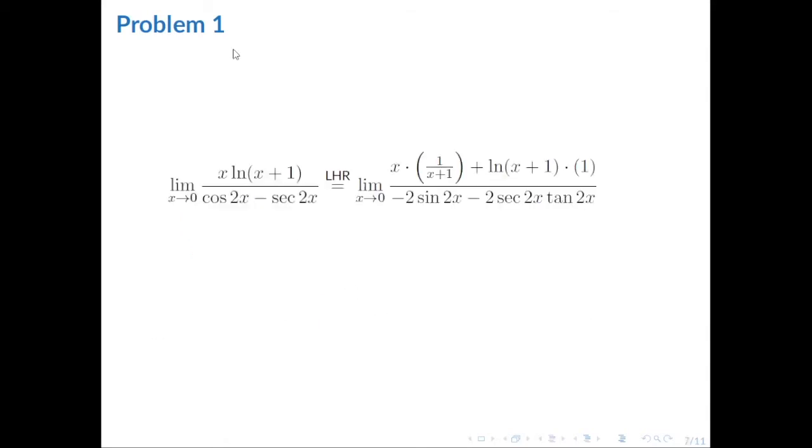So, hanapin natin yung derivative nito nasa taas. So, we will get x times the derivative of ln of quantity x plus 1, which is this one, no? Plus ln of quantity x plus 1 times the derivative of x, which is 1. Tapos yung sa denominator naman, derivative ng cosine 2x is negative 2 sine 2x. Derivative naman ng negative secant 2x is this one, negative 2 secant 2x tangent 2x.